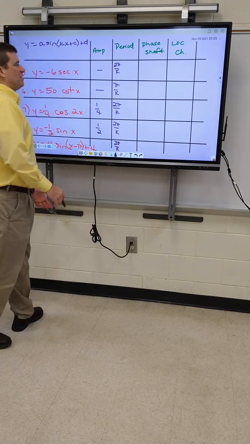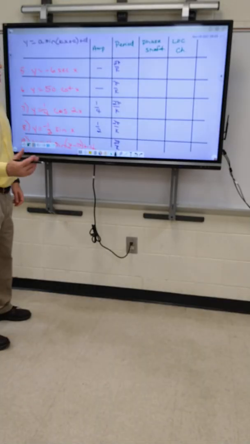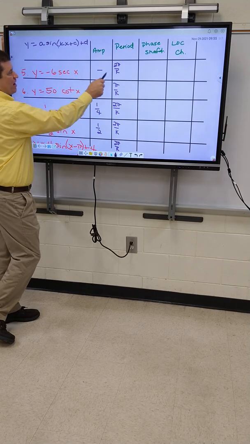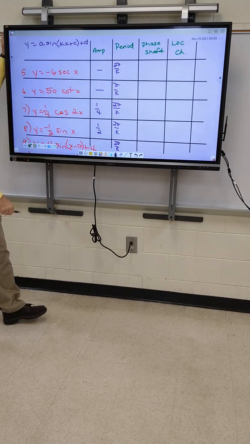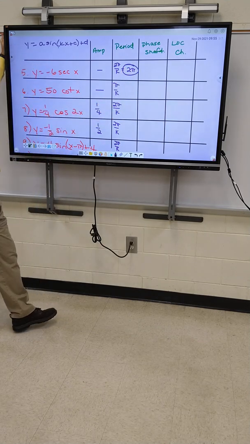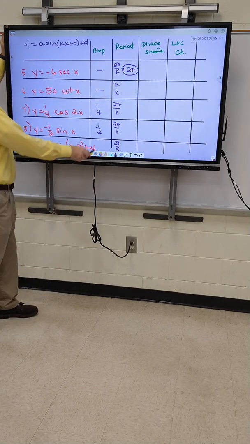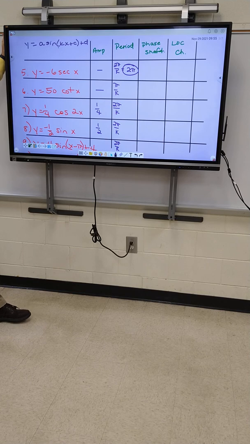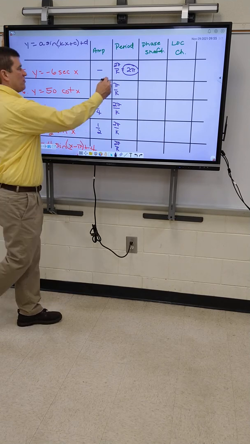So all we have to know is what number goes on the bottom. All right, CJ, what goes on the bottom on number 5? What goes right there for k? 1. Very good. So that answers 2 pi. That's right. All right, Grant, what number goes on the bottom on number 6? 1. 1, so it's pi over 1, which is pi.